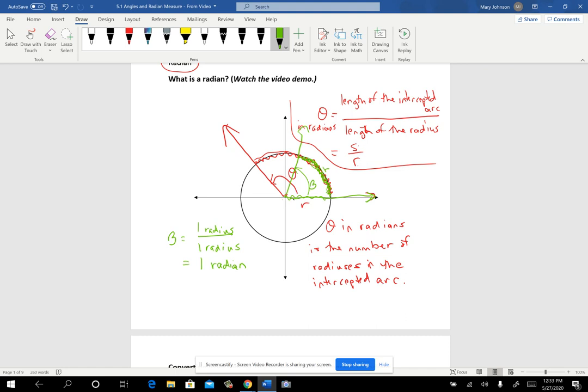All right, so please do watch the video and really think about how a radian is kind of having you look at the length of the intercepted arc as compared to the radius, where a degree is having you look at the amount of the rotation from the initial to the terminal side. But they're just two different ways of talking about the measure of an angle. Okay.